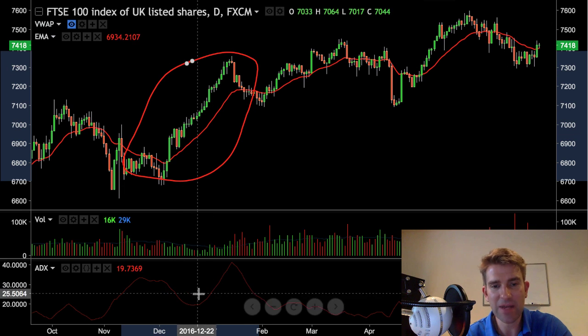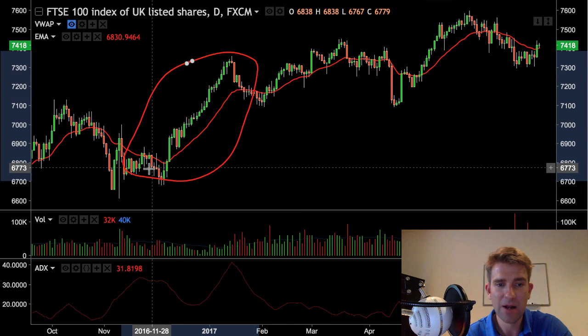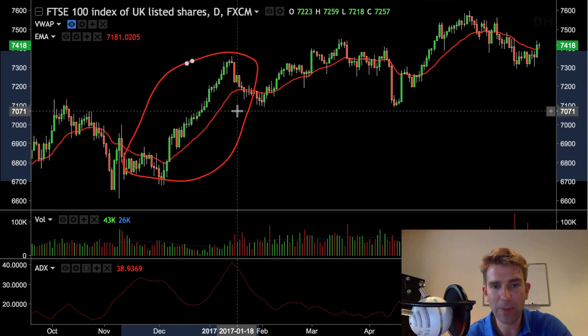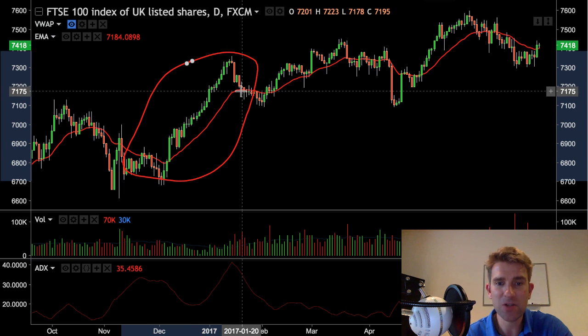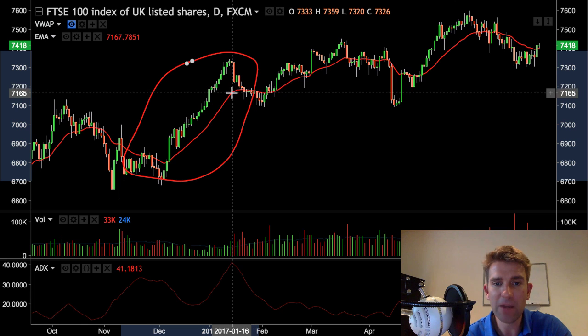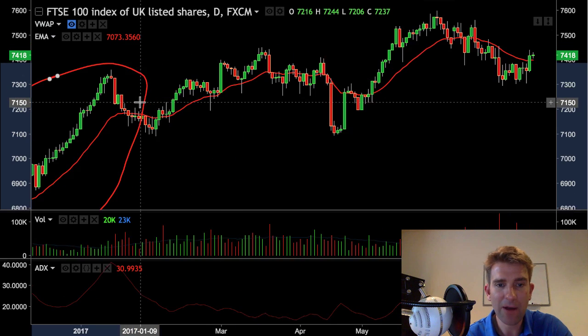My ADX is down here, by the way. My 20 period is my red moving average line here. We have a nice uptrend. We pull back, so we're above 30 on the ADX. Check. We pull back to the 20 period moving average. Check. Now we go long on a break above that prior high. So I mark that prior high.